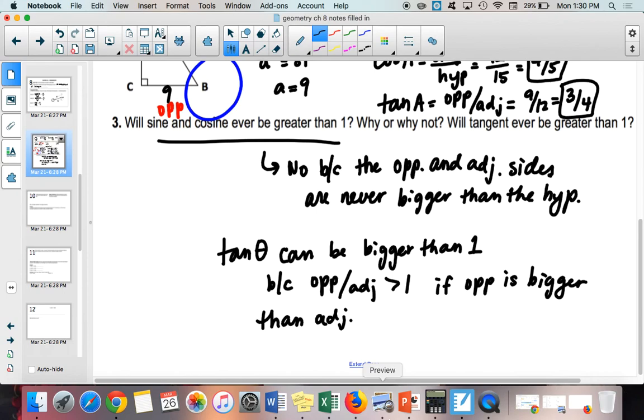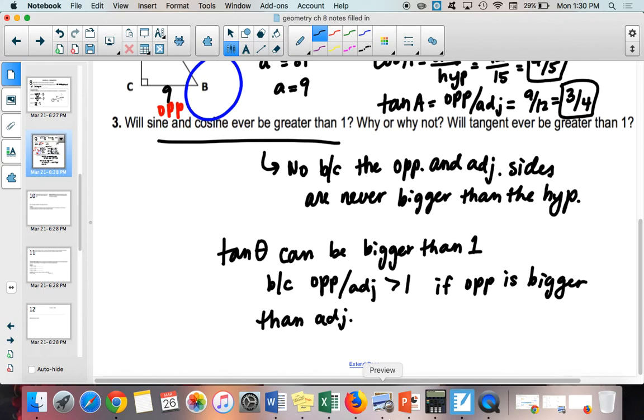Can tangent equal 1 ever? What would it have to be if tangent was going to equal 1? Koki, do you know? Can tangent equal 1? Tangent of an angle ever equal 1? Yes. Jacob's coming in for the save. He's saying 45. What are you saying?